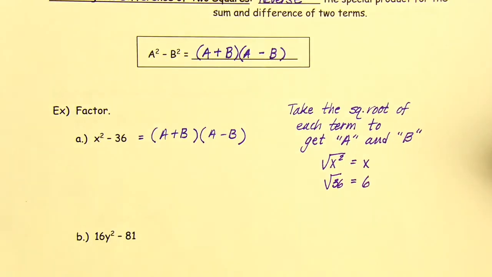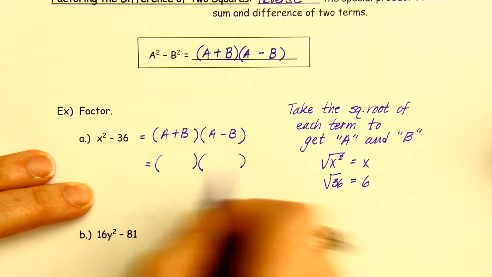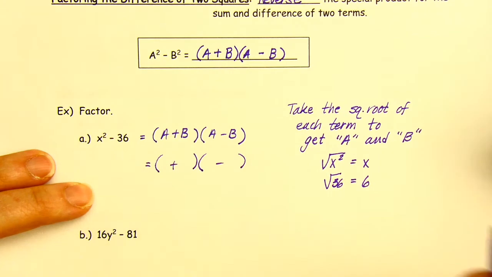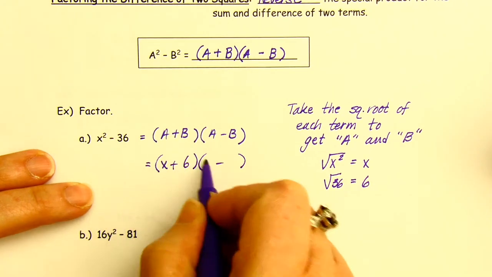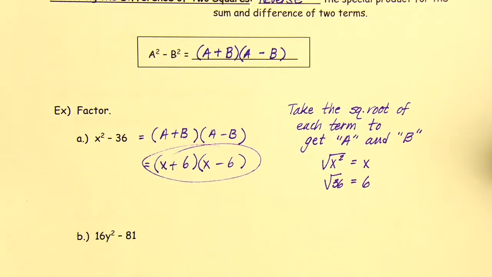So now I can take my a and my b and substitute. Remember, one's plus, one's minus, and I use the x and the 6 both times. And if you do a FOIL with this, you're going to get the original problem. That's the beauty of math. You can check it.